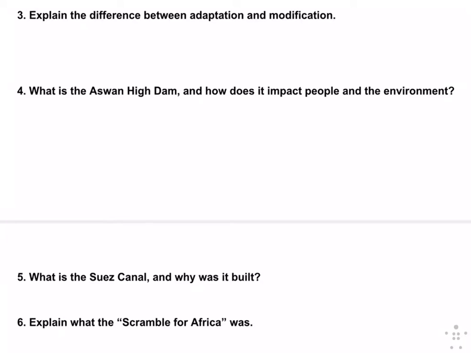For modification, the specific ones that we have learned about are the Aswan Dam. We also have the Suez Canal, because that is man-made. That's us adjusting. So those are different examples of how we change the environment to fit our needs. And that actually brings us into number 4. What is the Aswan Dam and how does it impact people and the environment?